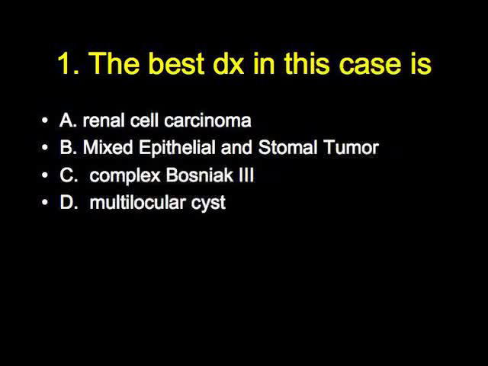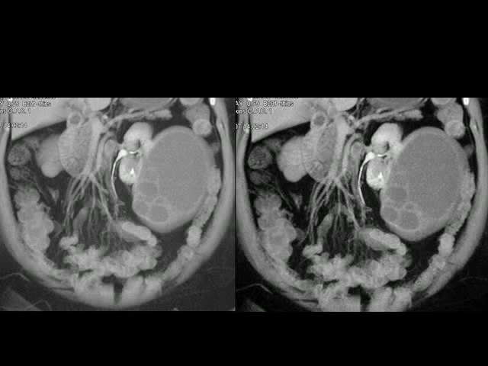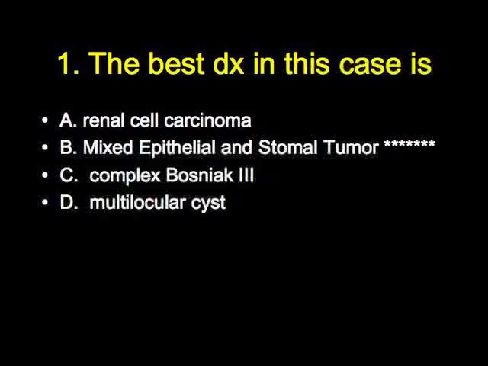So the first question is, what's the best diagnosis in this case? You can see a very nice example of a cystic renal mass with multiple septations, and this differential diagnosis. Could it be a cystic renal cell carcinoma? Definitely. Could it be a complex cyst? Definitely. Multilocular cyst? Definitely. But there's a new entity that's been described recently, cystic and solid and septated and thickened wall, a MEST, M-E-S-T tumor, mixed epithelial stromal tumor. And that's the answer. And Dr. Weinrib got this correctly on the film panel.